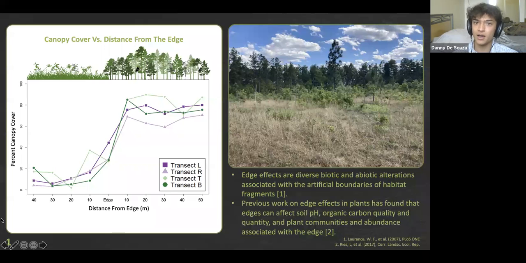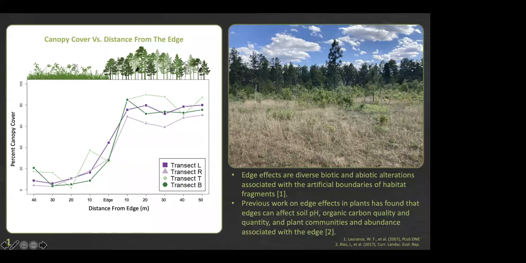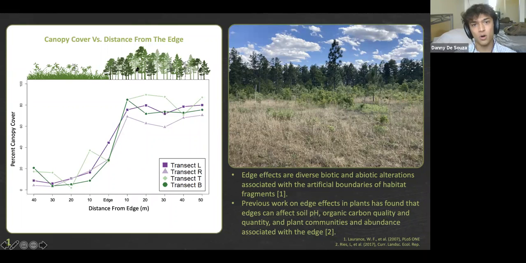All right, so imagine you're in this field and it's a hot day and you need to cool off. You decide to go into the forest to get some shade, but you notice as you're walking, it's getting cooler, even though you're not quite in the forest yet. What you're feeling is basically an edge effect. An edge effect is a diverse alteration associated with artificial boundaries of habitat fragments.